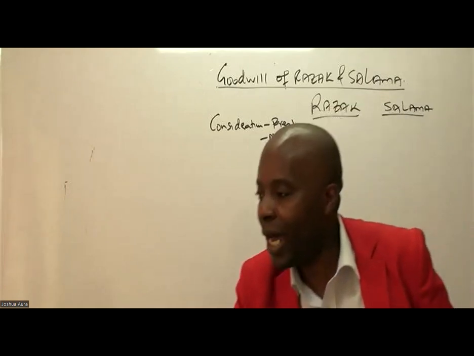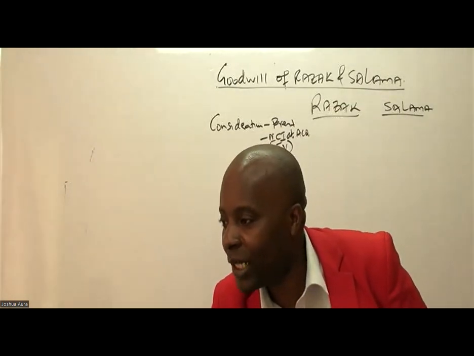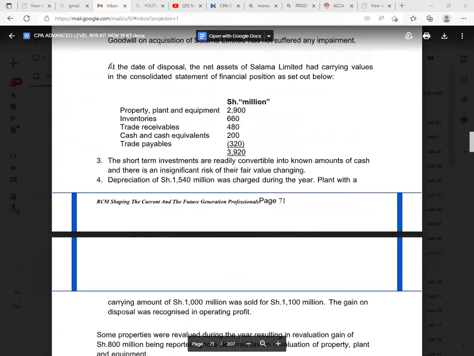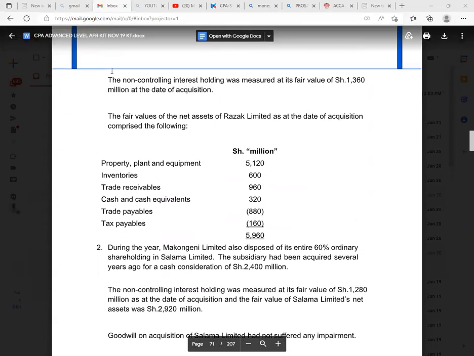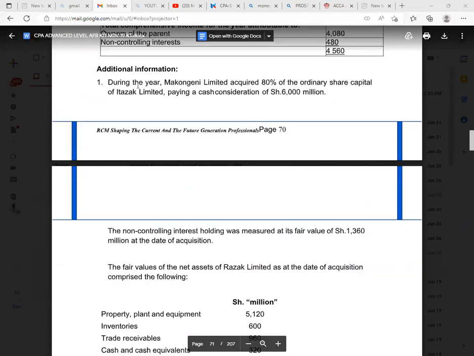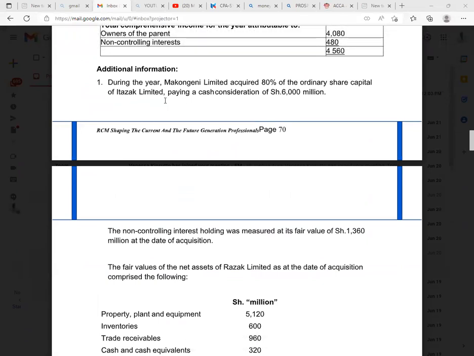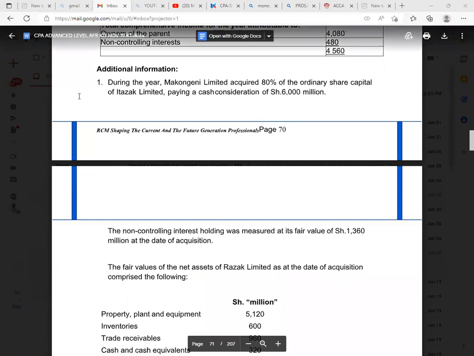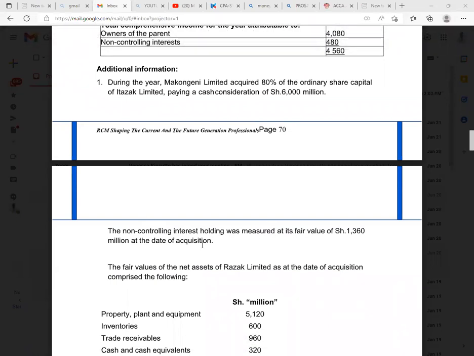Thank you very much. So the parent for Razaki paid how much? Let's see. During the year, Makongeni Limited acquired 80% of the ordinary share capital of Razaki Limited, paying a cash consideration of 6,000. We leave out the million. So in this case, for Razaki, the parent paid 6,000. And then we have the NCI down here. The NCI holding was measured at its fair value of 1360 at the date of acquisition. So 1360. Thank you so much. So I've been able to take care of the consideration.